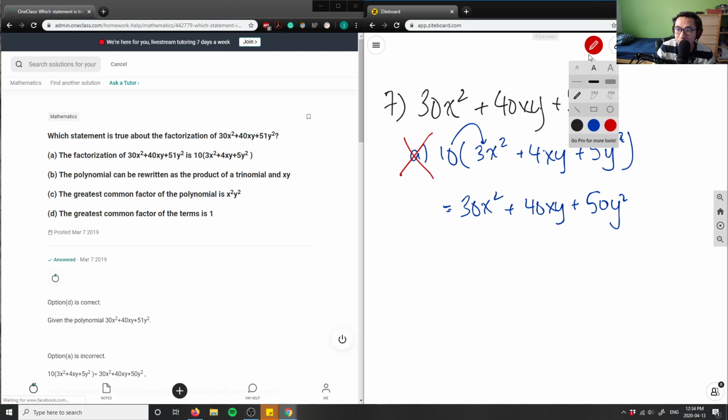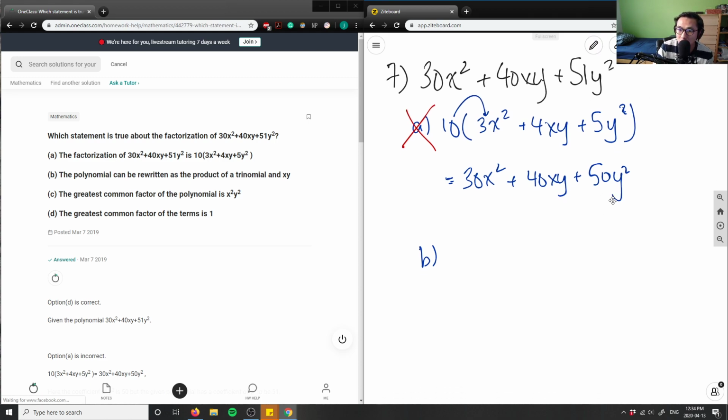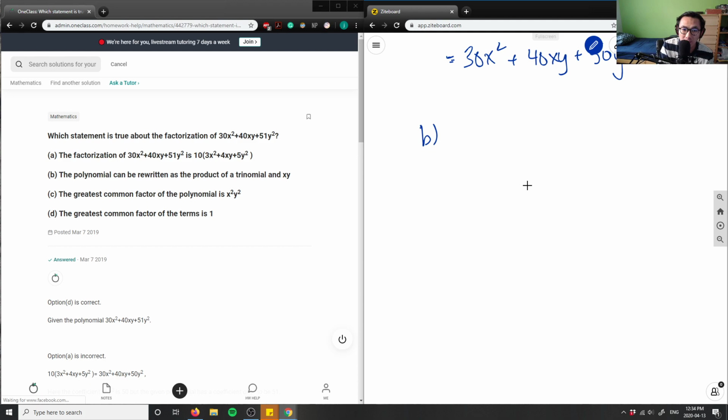Okay, that's fine. Let's look at option B here. B says that the polynomial can be rewritten as a product of a trinomial and xy. Let's get back to this one, because I could do the work to look at the trinomial here, but I'm going to do C and D first, and maybe use process of elimination. So let's go back to B later, and let's look at C here.